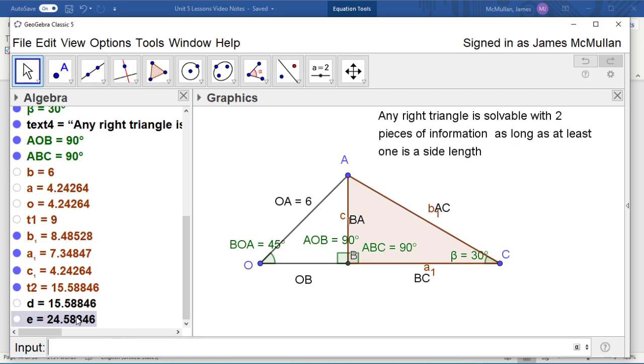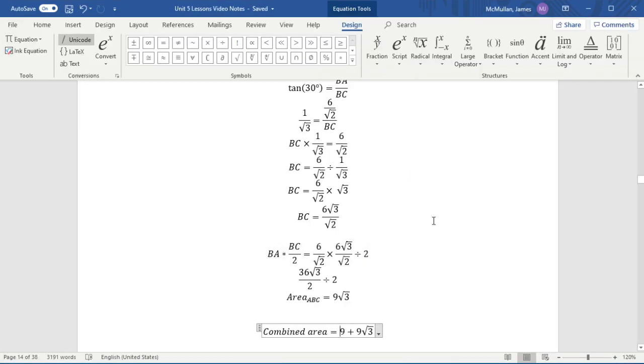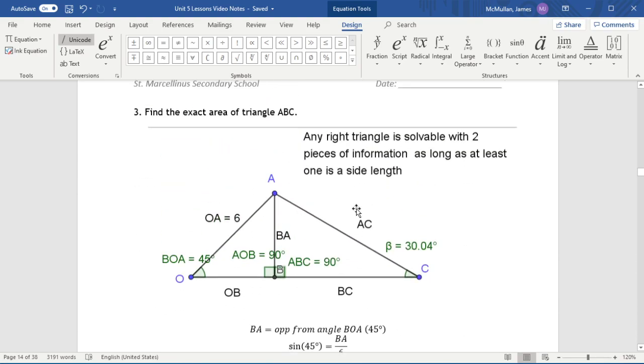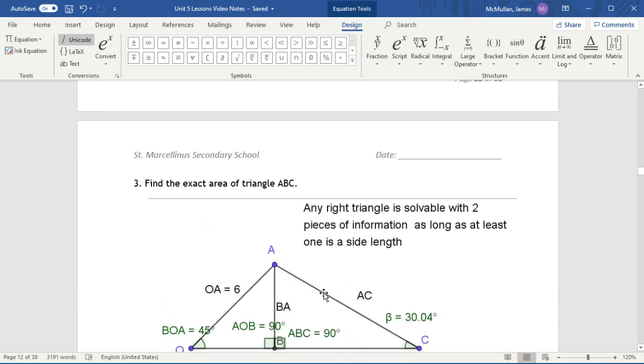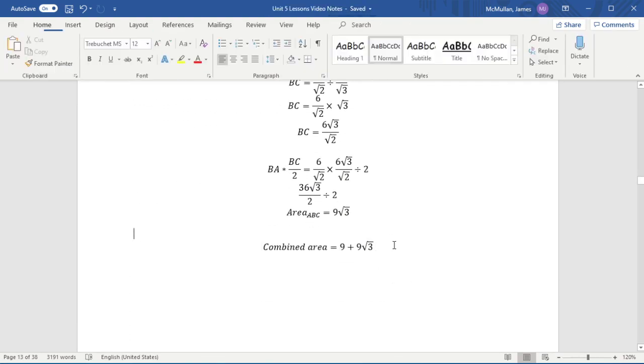Now, the area of the entire thing, let's see what we said it should be. We said it should be 9 plus 9 square root 3. Okay, so the whole thing should have an area of 24.58846. Let's go polygon OAC. So this time it's drawing the whole polygon, and you can see its area is 24.58846, exactly as we said. So this is a really good question. It takes some time, it takes some thinking, but it really does show how you can use these exact values to solve something that you wouldn't have been able to do in grade 10 or before doing this lesson.